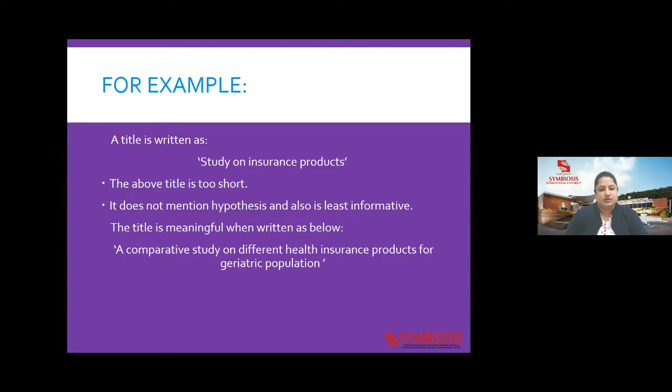The title should be meaningful, like a comparative study on different health insurance products, especially catering to the geriatric population. That is the ideal title, which gives a clear-cut understanding that a researcher is planning a comparative research with various health insurance products that are exclusively developed for the geriatric population.